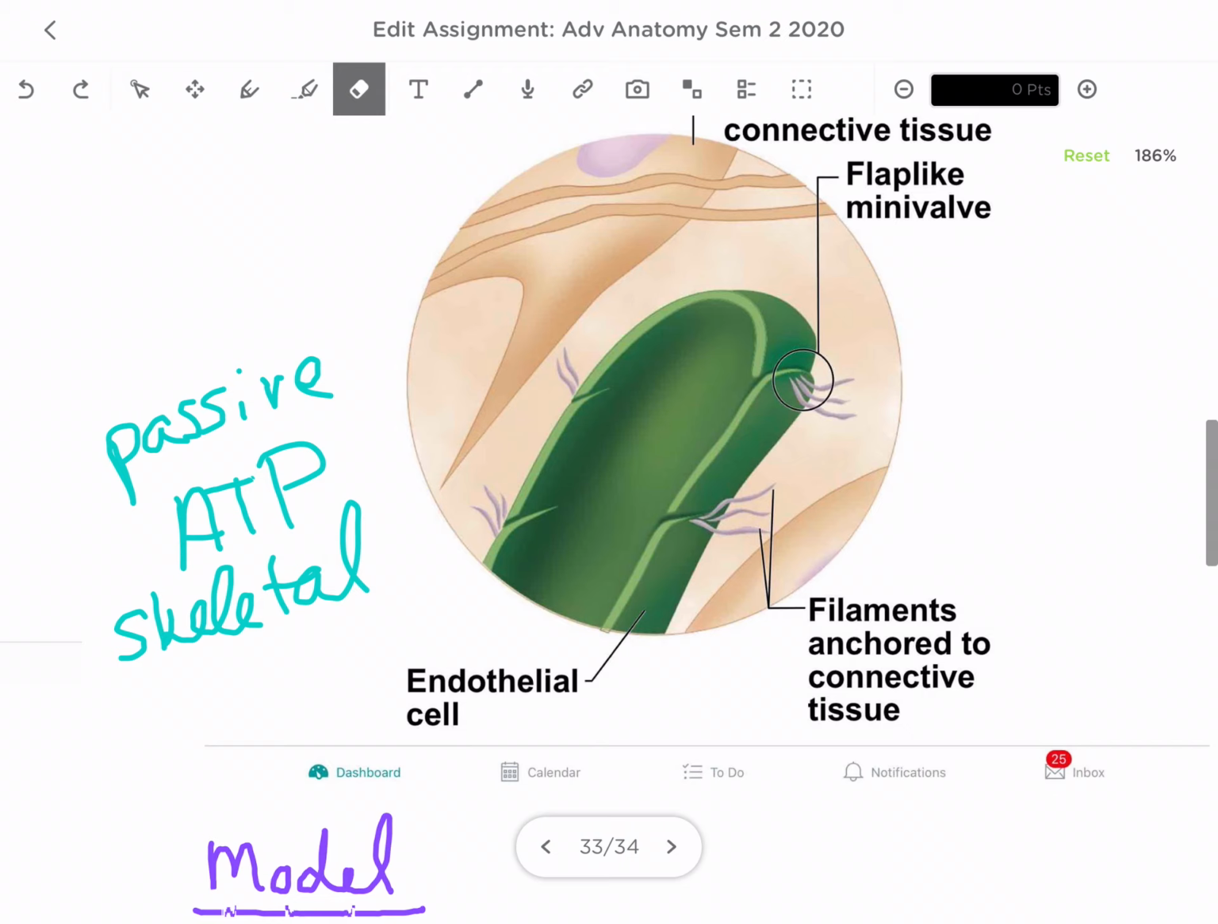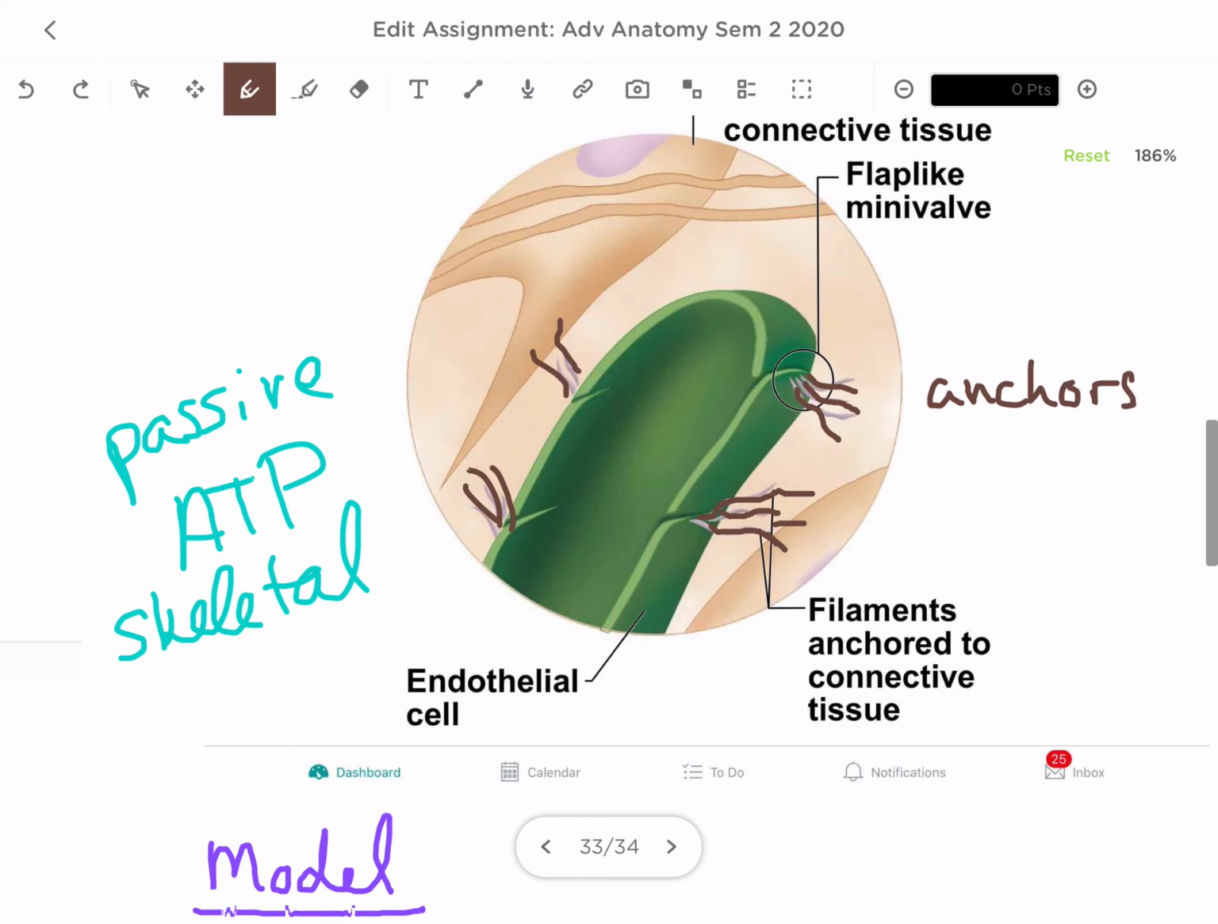Also, there's these little filaments that connect it to the tissue around it so that it stays in place. So it can't move, and then you end up with maybe your ankle swollen because your lymphatic vessel moved. So these little filaments that come off of here are kind of like anchors to anchor it to the surrounding tissue so they can't move.